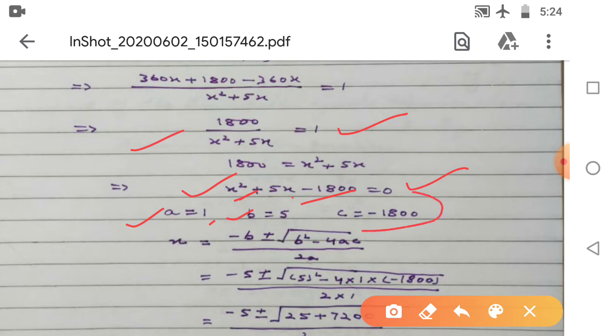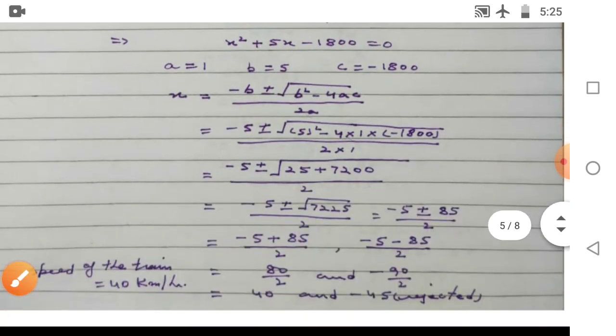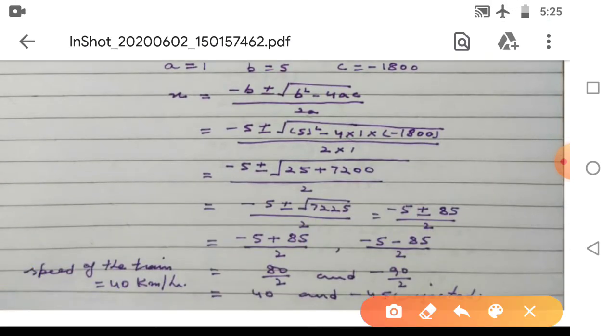So, the value of c is minus 1800, right. And the quadratic formula again, that is x is equal to minus b plus minus under root b square minus 4ac upon 2a. Now, putting the value of a, b and c here, so b is 5, so minus 5 plus minus under root b square minus 4 into a into c, right.